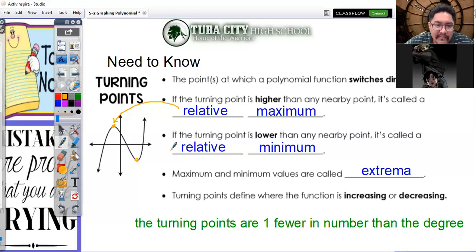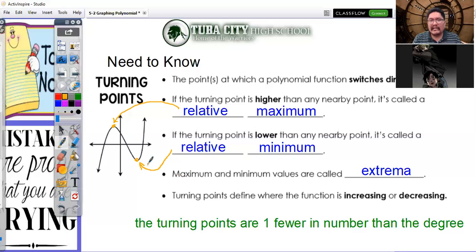And then in the same sort of thing, we have a relative minimum. So if you look at the area nearby, it's the lowest point. So that's why we call it a relative minimum, because it's not really the minimum. But when you compare it to the other area around it, it is pretty low.